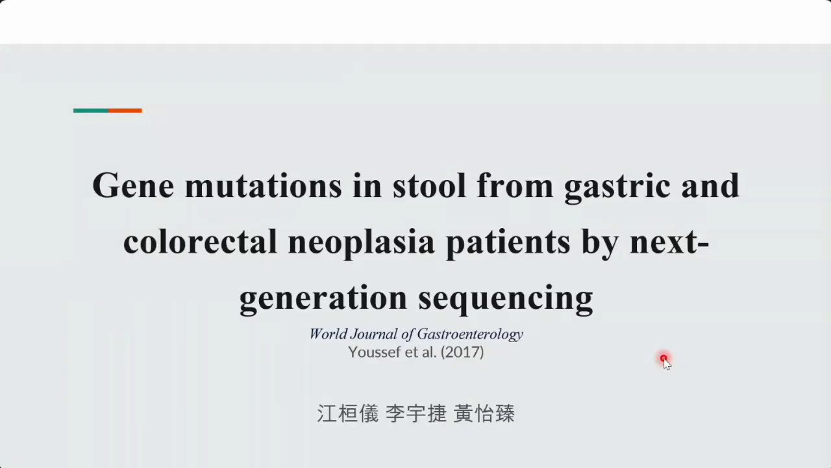Hello everyone. Today we are going to introduce gene mutations in stool from gastric and colorectal neoplasia patients by next-generation sequencing. This paper was published in the World Journal of Gastroenterology in 2017.